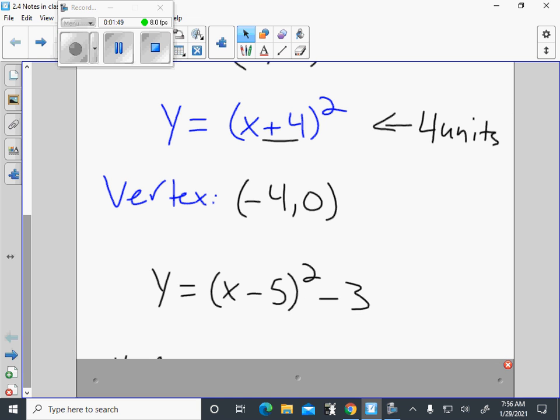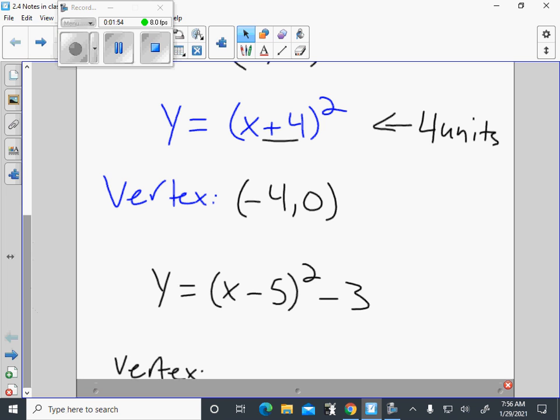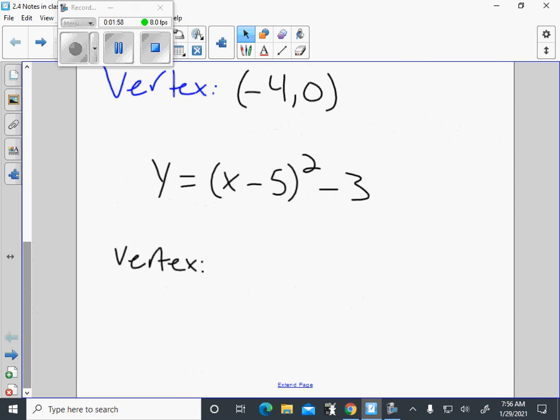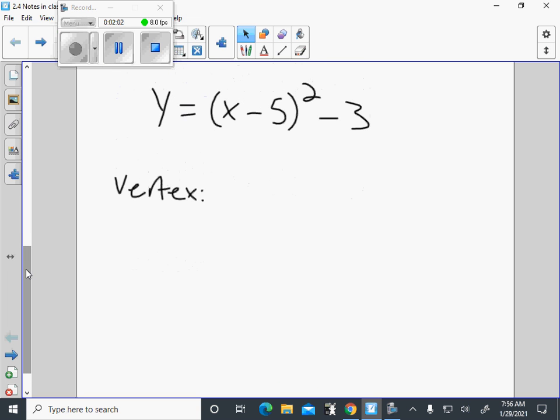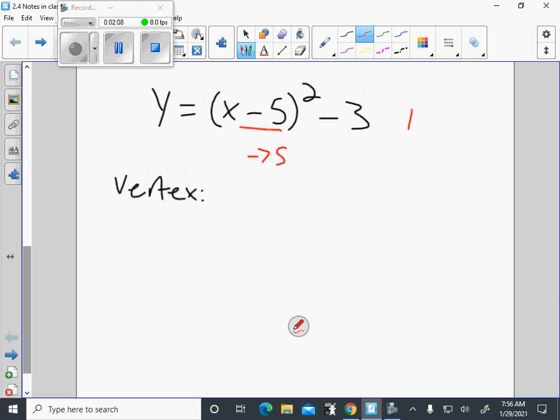Okay, this one, we're going to combine the two. We have x minus 5 squared minus 3. Okay, so we look here. We think opposites, so we're going right 5, and we have minus 3, so we're going down 3. So what's our vertex from 0, 0? We go right 5 and down 3.